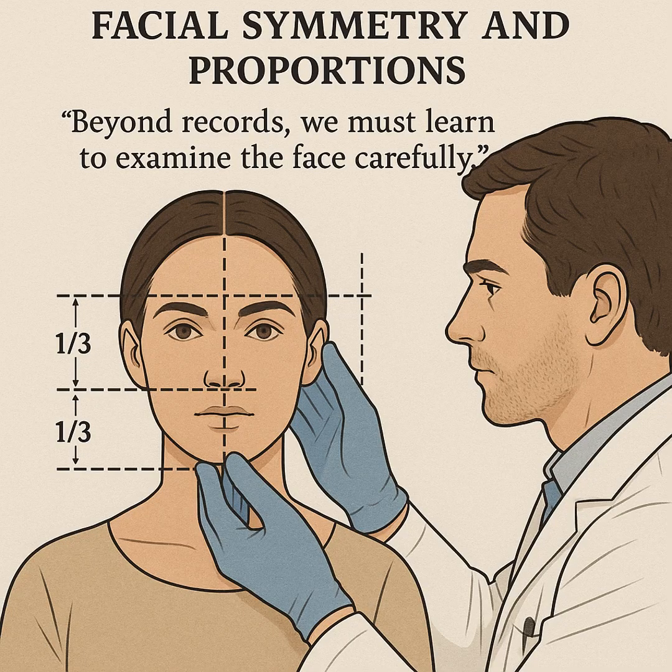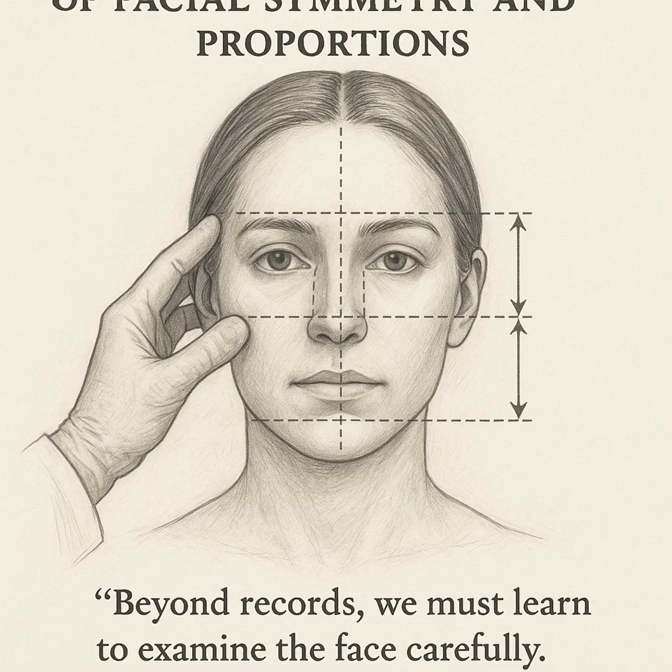Clinical examination of facial symmetry and proportions. Beyond records, we must learn to examine the face carefully. First is the vertical analysis. We divide the face into 3 equal parts: the upper third from the hairline to the glabella, the middle third from the glabella to the subnasal, and the lower third from the subnasal to the menton.